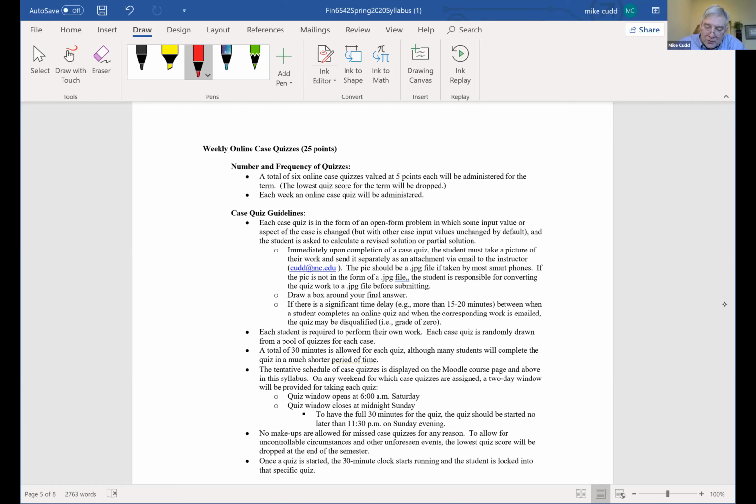You write out your solution, not in Moodle, but on a scratch sheet of paper. Use your cell phone to take a picture of it and email that picture to me. That's what I grade. You've got a 30-minute window to take the quiz, so I expect you to take the picture of your work right after you take the quiz and email it in.